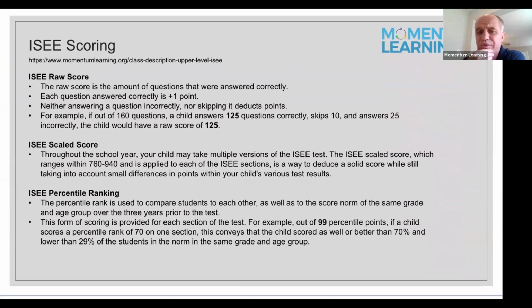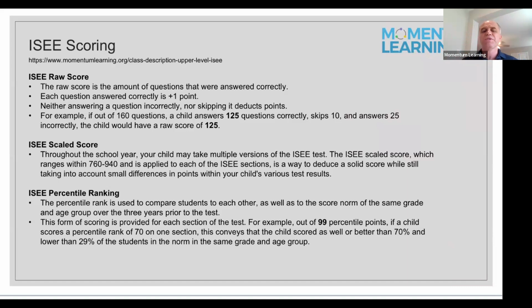Okay, I will now provide an overview of the ISEE scores. Raw scores are calculated based on the number of correct answers, with no penalties for incorrect answers or skips. So you can guess, you can eliminate alternatives and get your best guess between two. Do not skip any question.